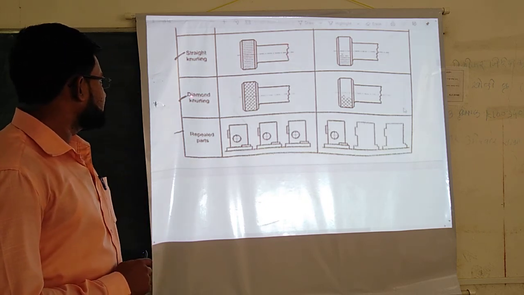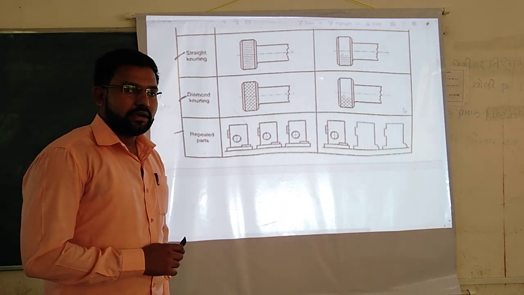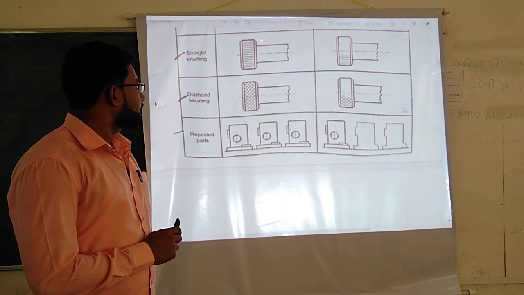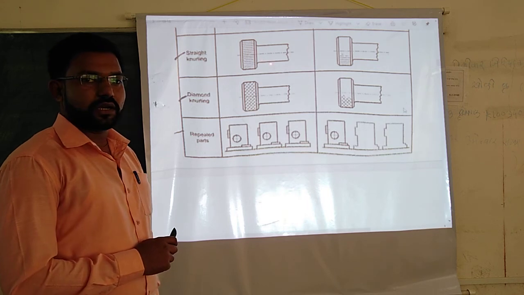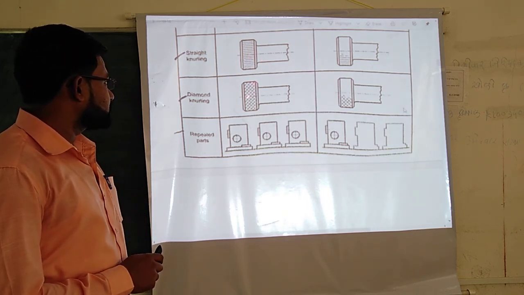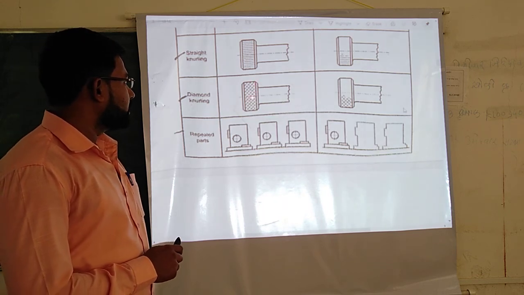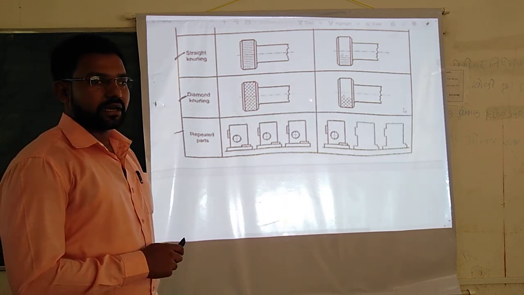Similarly there is diamond knurling. These are the two types of knurling, that is straight knurling and diamond knurling. If the knurling is provided as straight lines, then this is called straight knurling, and if a cross structure or diamond-like structure is provided, this is the diamond knurling.